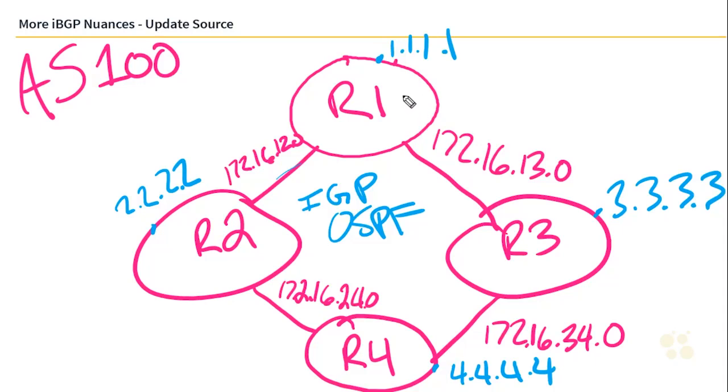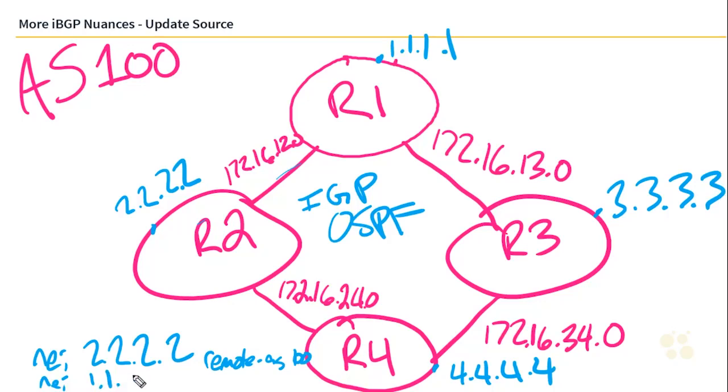I want to form an iBGP relationship from R1 to R2, and I want this relationship to exist between my loopbacks. Basically what I'm saying is when I issue my neighbor statement, I'm going to say 2.2.2.2, then the remote AS of 100. And on R2, I'm going to issue my neighbor statement of 1.1.1.1 and the remote AS of 100. Can you see where the problem may come in here?